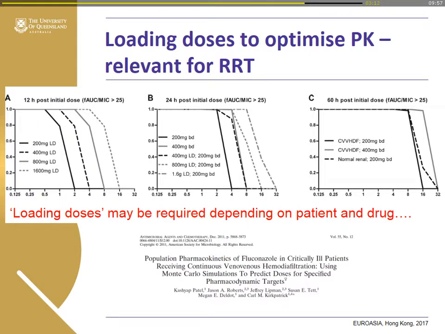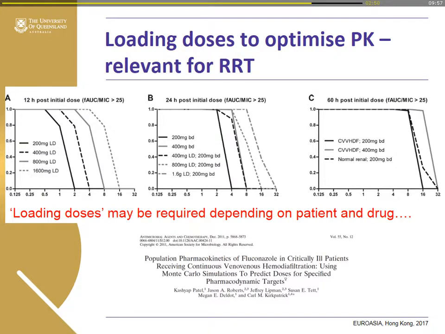This concept has been shown for many other drugs as well. I highlight in particular fluconazole, which is a very, very interesting drug in the context of renal replacement therapy. Fluconazole in patients with normal renal function has a half-life of about 24 hours, and that's because there's a lot of tubular reabsorption of this drug that occurs after it's been filtered in the kidney.